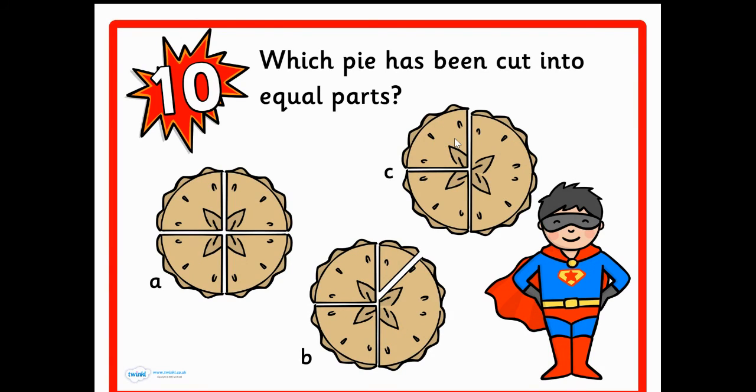What about C? Let's have a look. Oh, look, these 2 are equal parts. They're both quarters. But then we've got a half that hasn't been split here. So they are not equal parts. We've got 1/2 there, and then we've got 2 quarters there. So I think the answer is A. Let's double check. 1, 2, 3, 4. We've got 4 equal parts there.